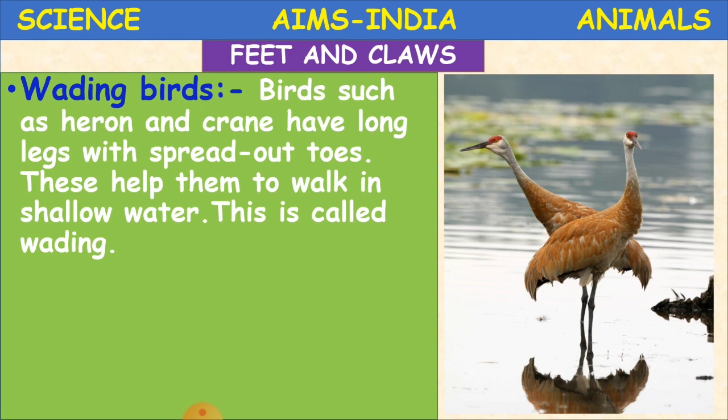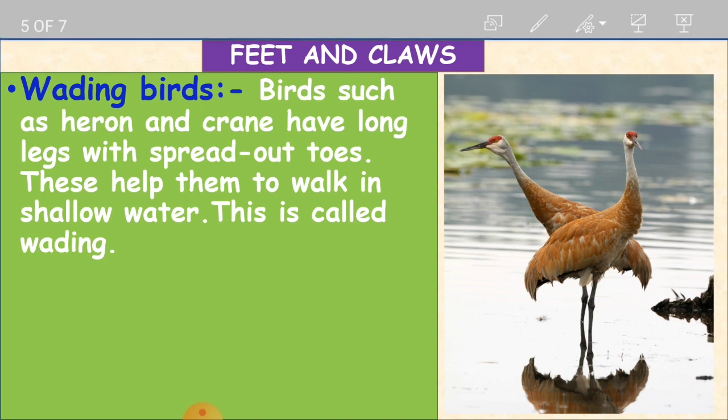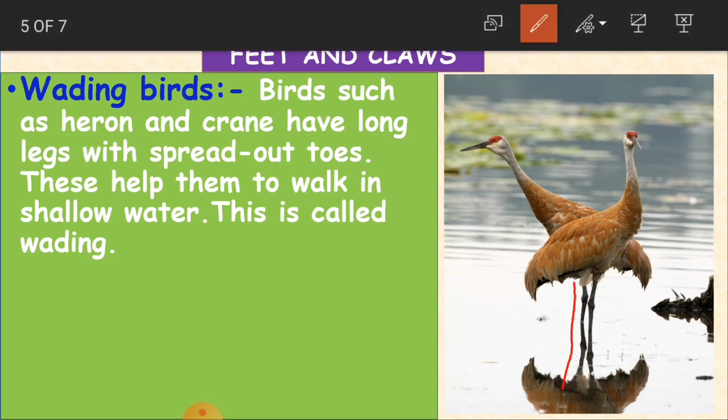Can you see here in the picture? These are the pictures of cranes, children. They have got long legs. See here, how long are their legs? And they have got spread out toes here. These help them to walk in shallow water. Because of these spread out toes and long legs, they are able to walk in shallow water.